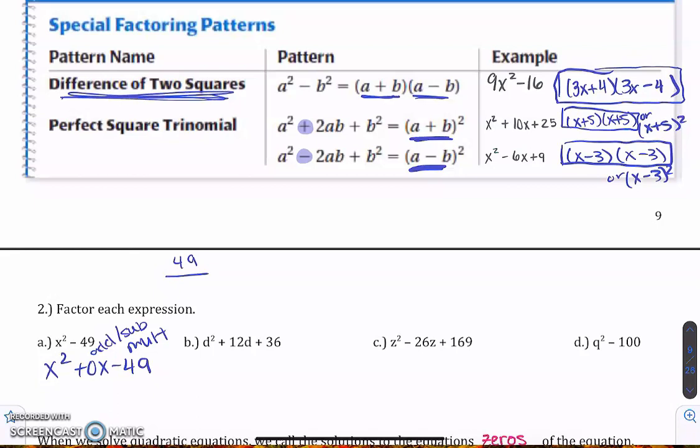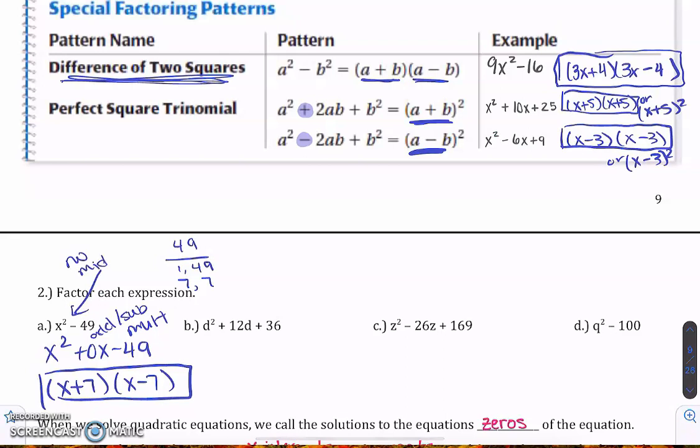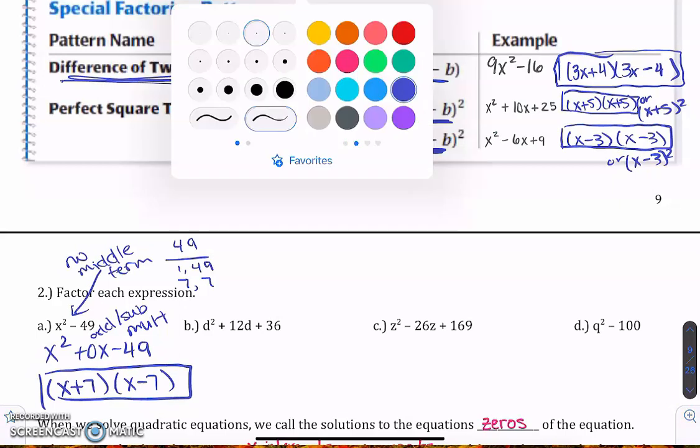When that middle term is 0, it has to be the same number, but positive and negative. So you could try 1 and 49, but that's not going to add to get you 0. But 7 and 7 would work. So that's what you guys want to use. So x plus 7 and x minus 7. When there's no middle term, no b term technically, you have to have the same number, a positive and a negative, same number. That would be your difference of squares.